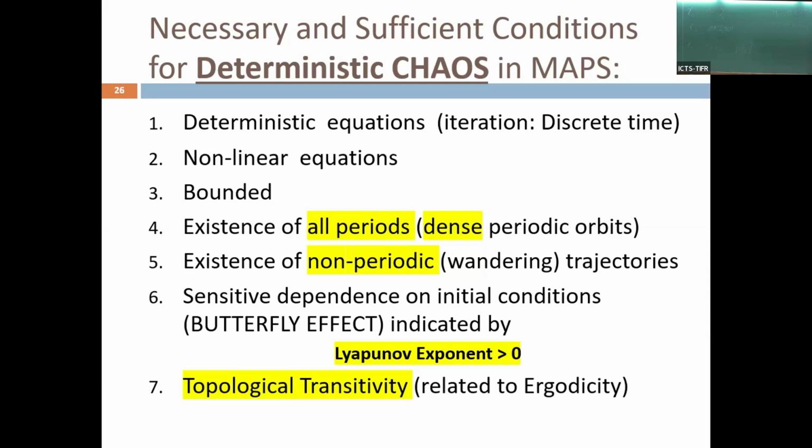But in most cases, 4, 5, 7 is enough. That's Devaney's definition of chaos. I didn't explain what topological transitivity is, but hopefully we'll come back to that. But I want to talk about the Lyapunov exponent a little bit more, and we'll go forward on that.